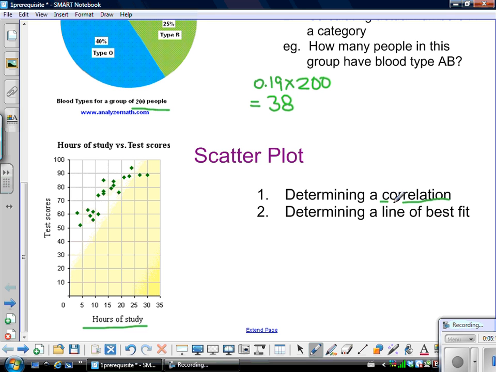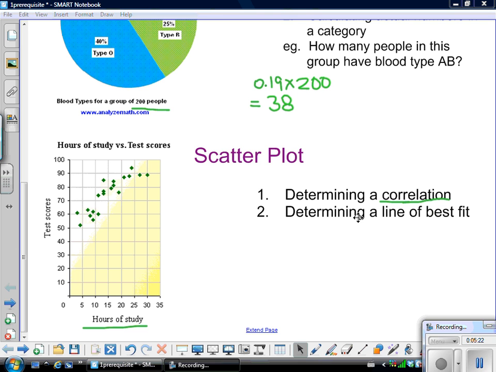So that's what we need to look at, especially a lot in this unit, is if actually there is a relationship between two variables, in this case, studying time and your test score.